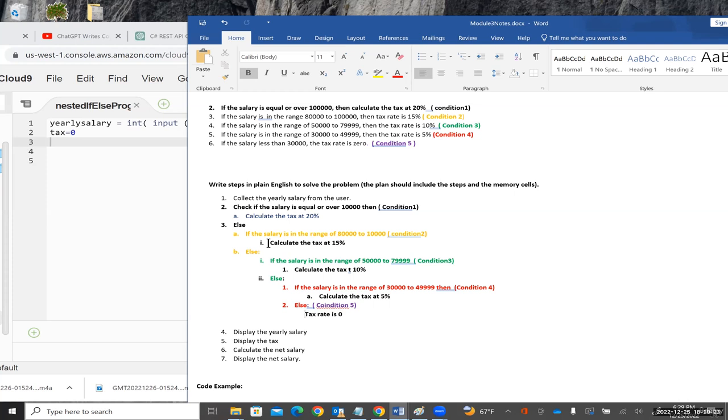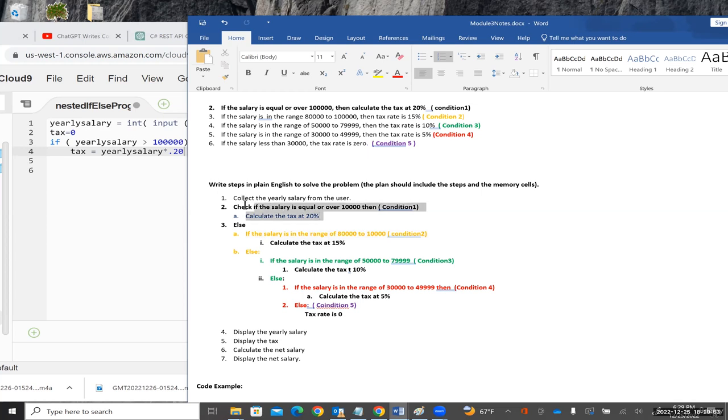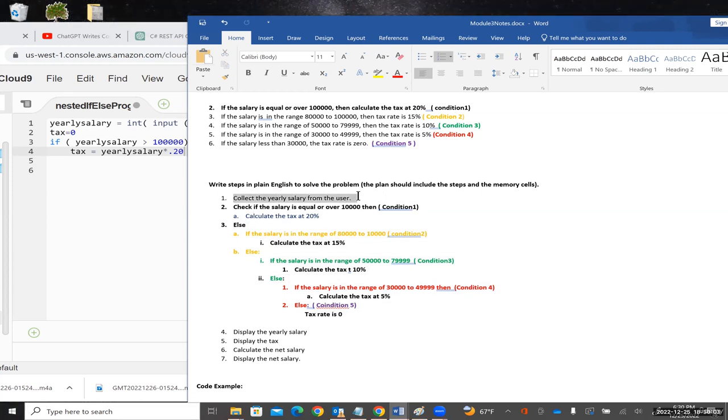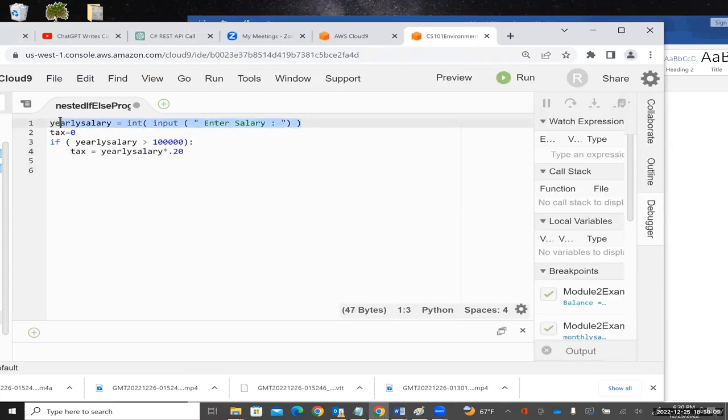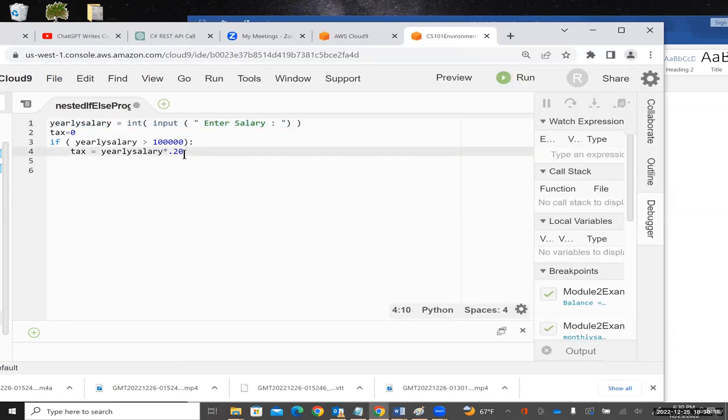As I mentioned in the previous video, we start writing the code for this. So let's write: if yearly salary greater than 100,000, then tax equals yearly salary times 20%. Is that right? Okay, so we took care of this. Basically, we had written instructions in plain English or pseudocode, and we're going to translate each one of these into Python code. Now I'm going to translate this into Python code, and that is this line of code here. And everything else goes under else.